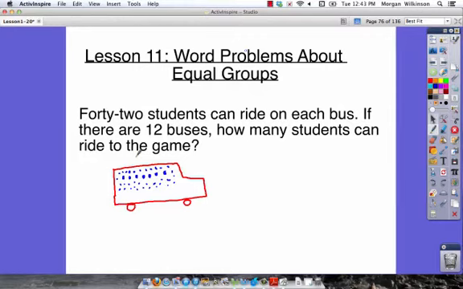Lesson 11 is about word problems about equal groups. Now, in this lesson we do have word problems, so we're going to test your reading comprehension as well. Let's go ahead and get started.